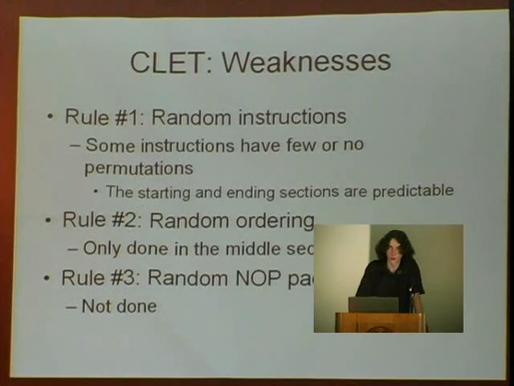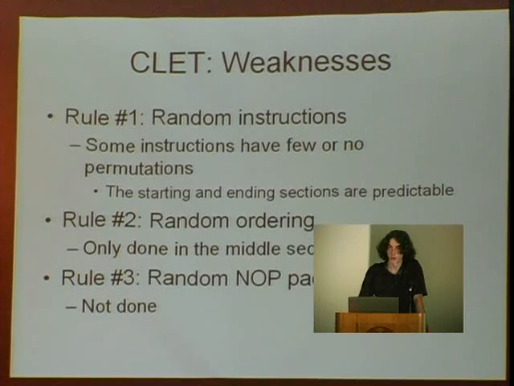And so what are the weaknesses in this encoder? Well, if we look at rule 1, which is the random instructions rule, some instructions have few or no permutations. In fact, if you look at it, the starting and ending sections have almost no permutations whatsoever. It's only the middle section that has a large amount of variable permutations, because they use different instructions. They don't just use XOR, they use add and rotate and things like that.